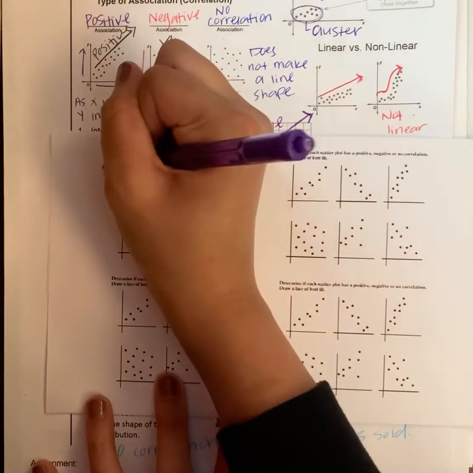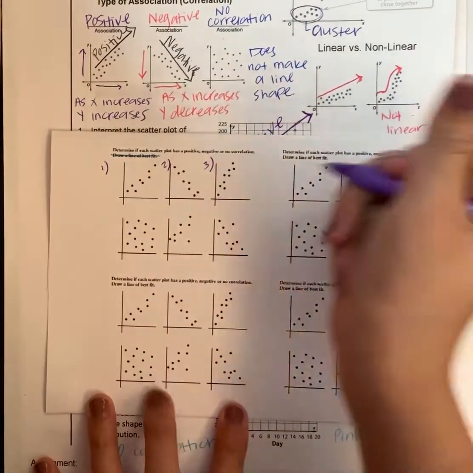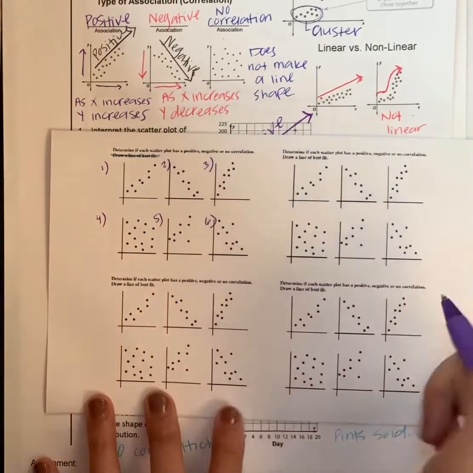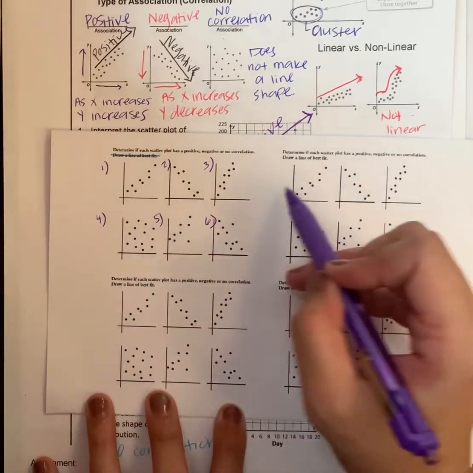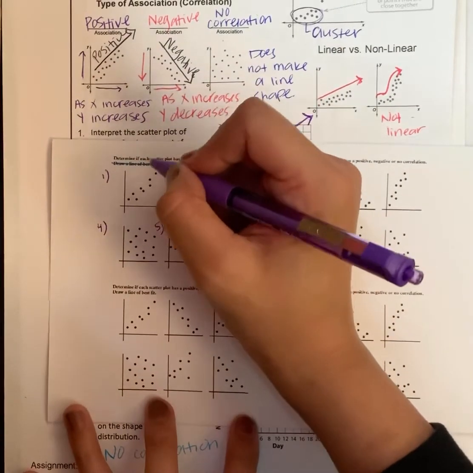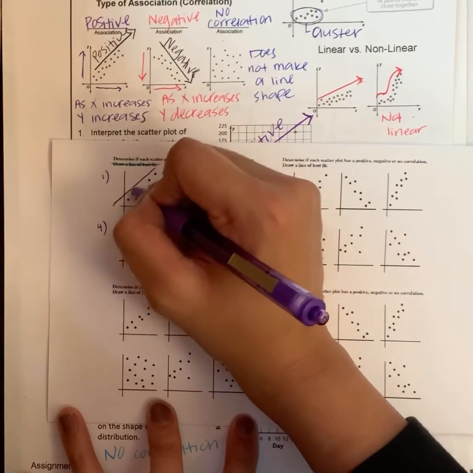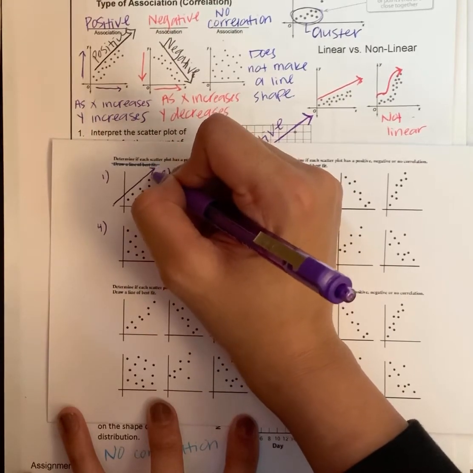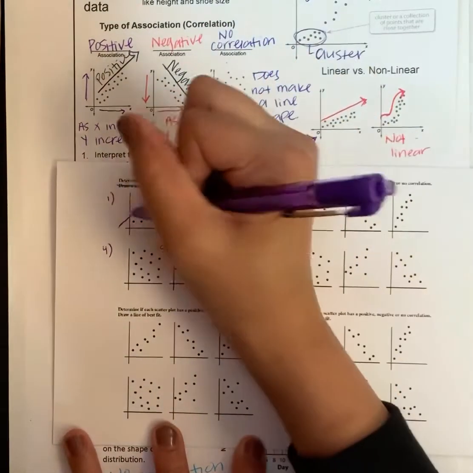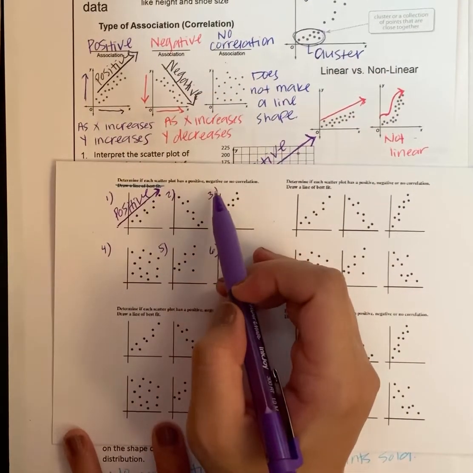So let's number them. 1, 2, 3, 4, 5, 6. And then you can number them going across if you'd like as well. So for number 1, if I want to draw my line on my graph, starting from the origin, which way is it going? Well, it's going up. It looks just like our positive slope. So we know that this is a positive correlation.